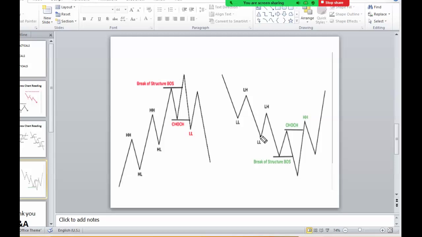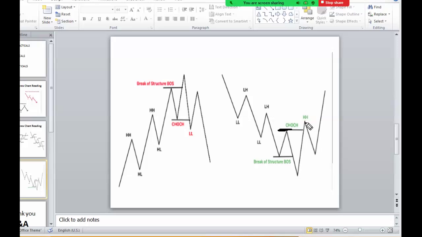Now, the same thing happens when you have price going downwards. So it's going lower lows, lower highs, lower lows, lower highs, lower low. From this low, it then goes up and breaks this previous lower high. As soon as it breaks that, it gives us an indication that price wants to change direction. Then it changes direction that way.